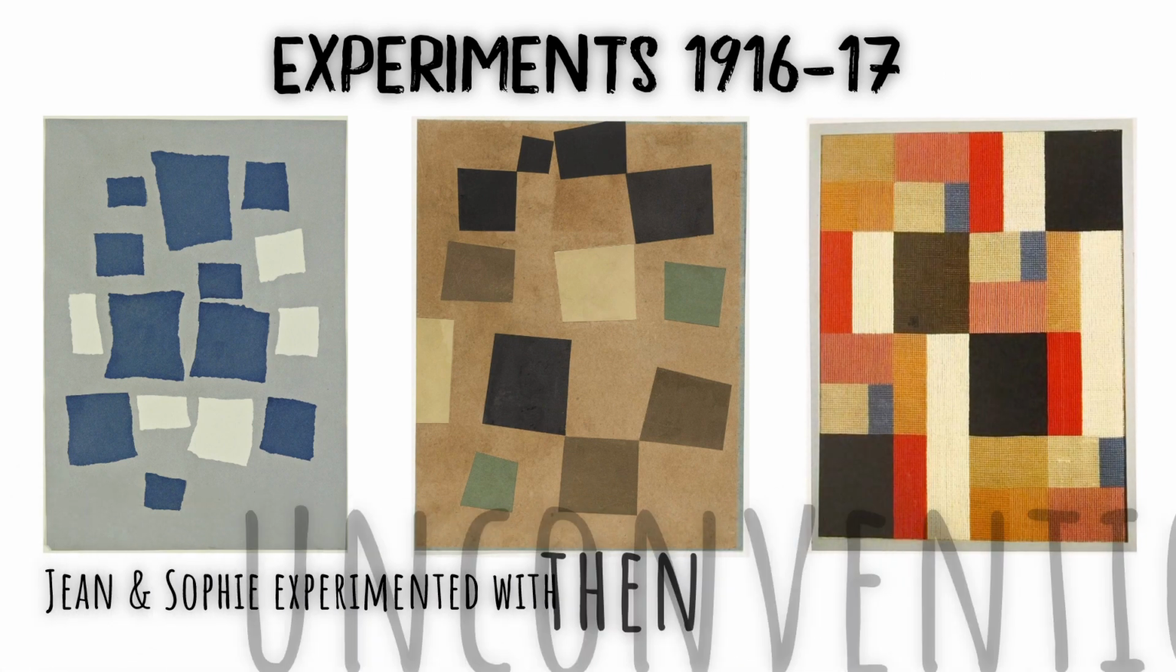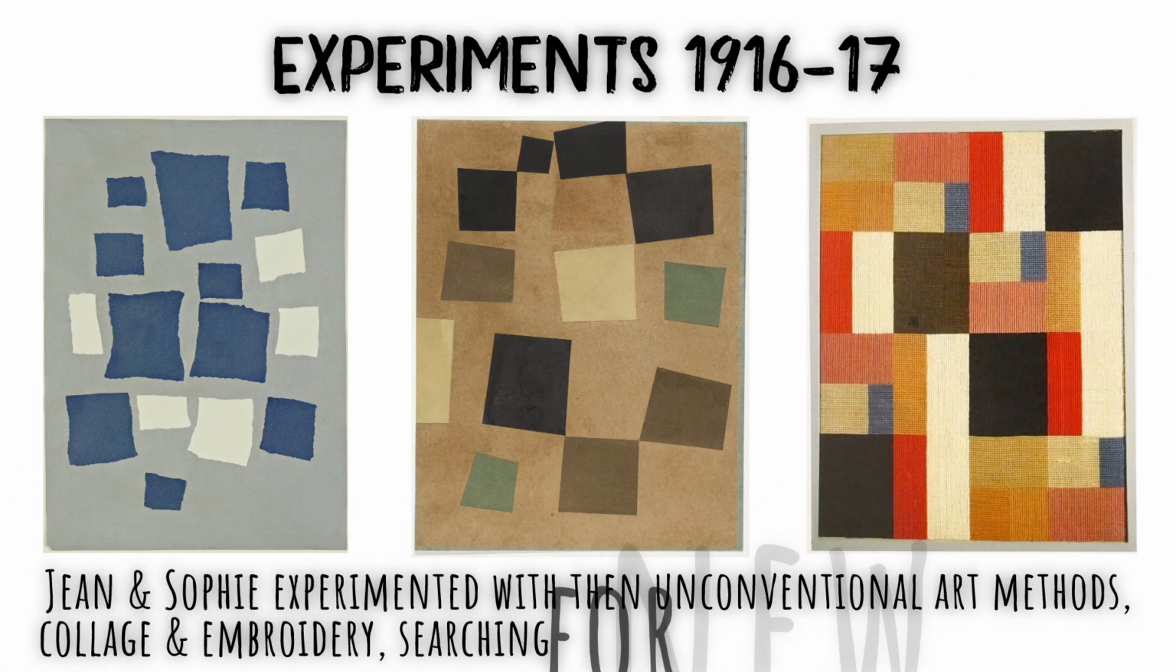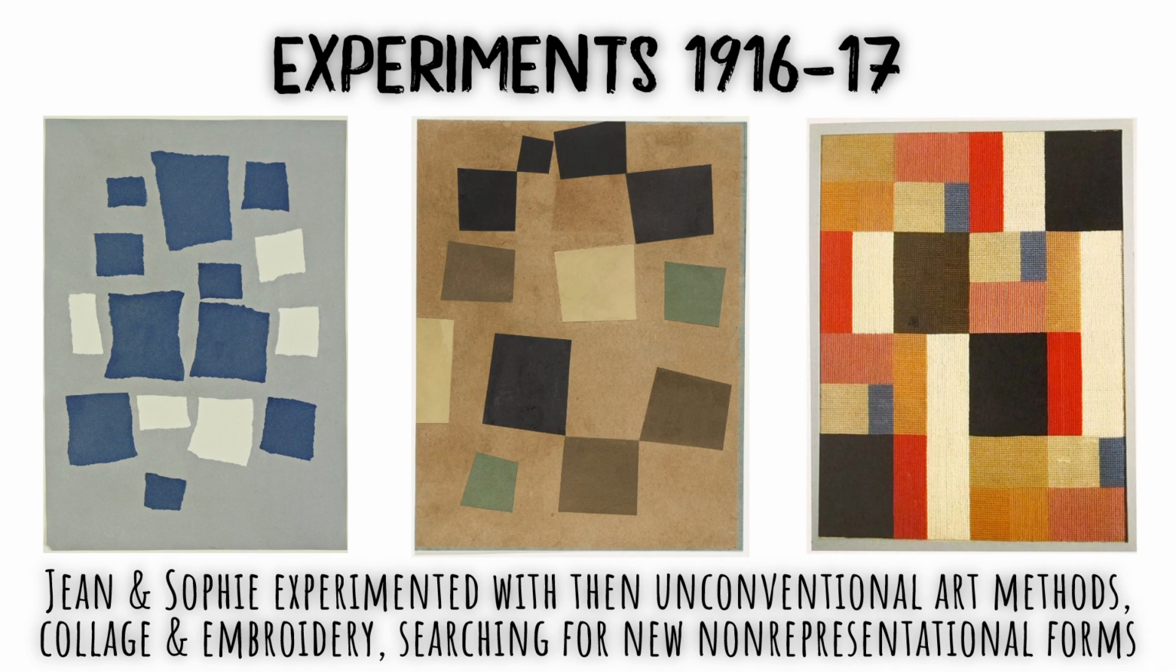Look at these examples from 1916-1917. On the left, two paper collages by Jean Arp, and on the right, an abstract composition in embroidery by Sophie Taeuber. They were using these quite unconventional art materials for the period, trying to achieve new forms at the very beginnings of modern abstract art.